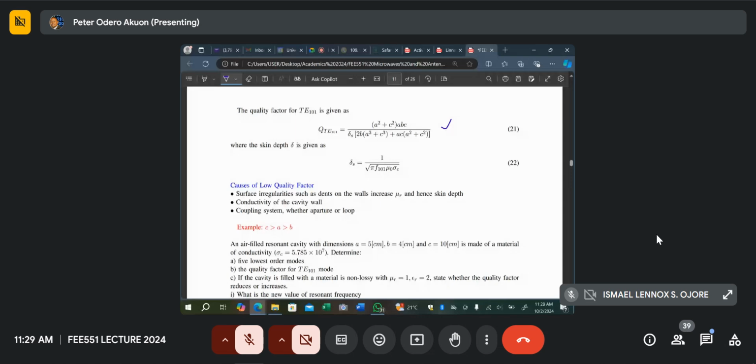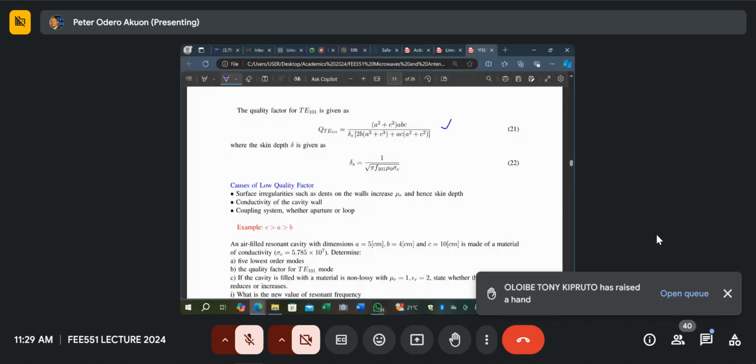So the skin depth is defined as, it depends on the frequency, permeability, and conductivity. Okay. And also, do you think the skin depth depends on the permittivity as well? Because we just have pi, f, mu, and conductivity.